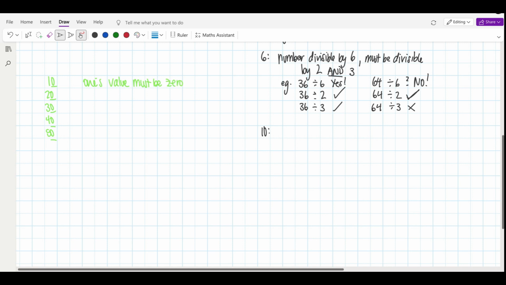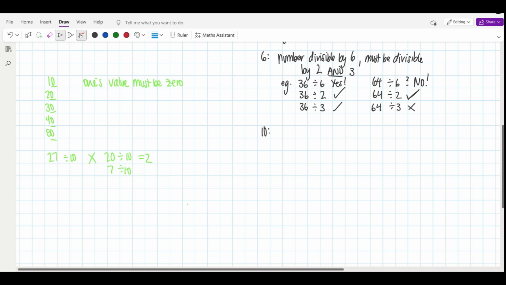Let's see if we can disprove this. So find a number that doesn't end in 0 but is divisible by 10. So if we have a look at, say, 27, can we divide this by 10? No, because we can divide 20 by 10. We'll get 2. But 7 is not divisible by 10 easily. It's too small a number.